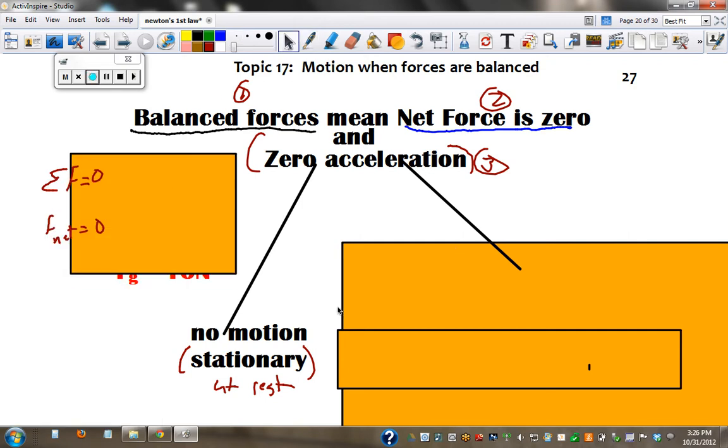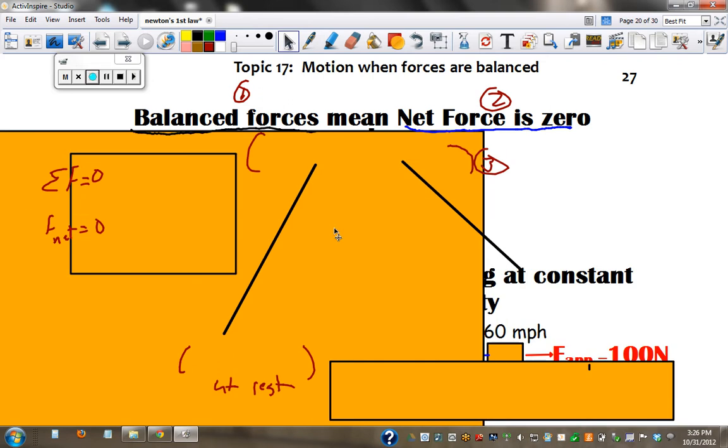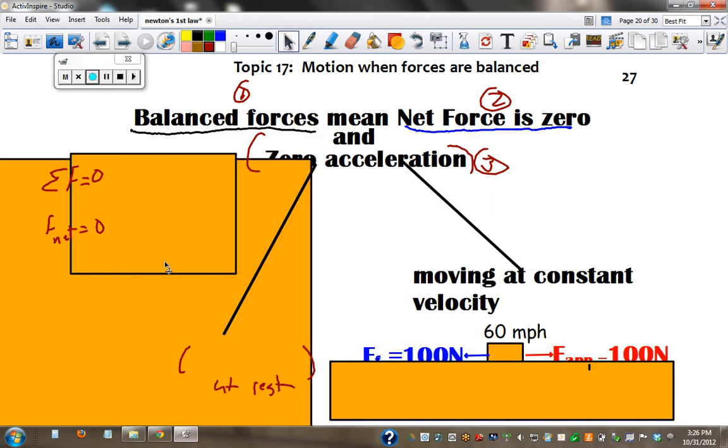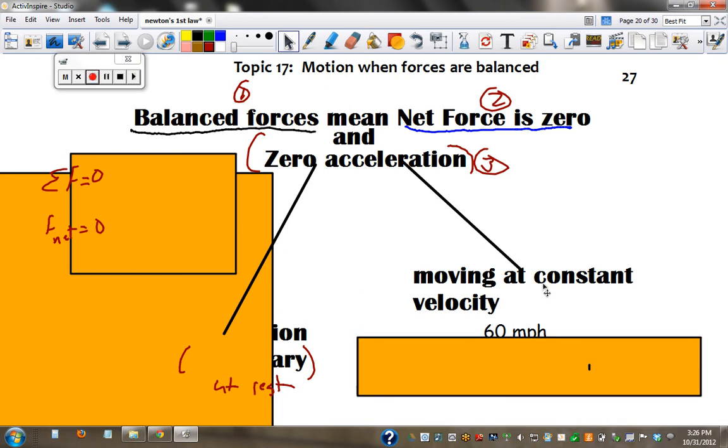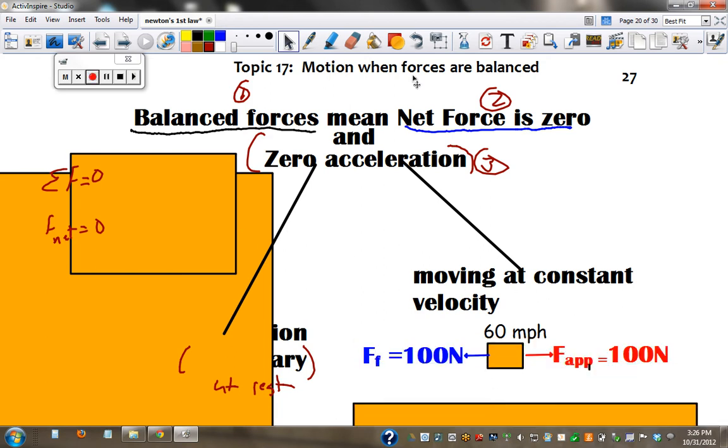Okay, another example is if you know forces are balanced, 0 acceleration, and the object is moving at constant velocity. So, force applied by the engine in this car equals the force of friction and air resistance, slowing it down. So the net force is 0, and we have no change in velocity, 0 acceleration.